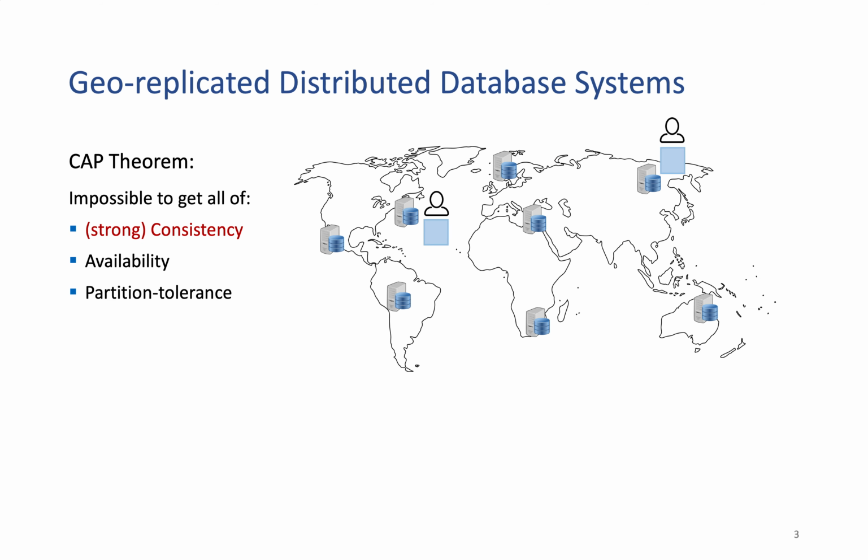Let's turn to modern systems where the servers are geographically distributed. Brewer's CAP theorem states that it's impossible to get all three of strong consistency, availability to user requests, and partition tolerance, being able to operate even in case of network partitions. And modern databases sacrifice strong consistency in favor of availability and provide weaker forms of consistency.